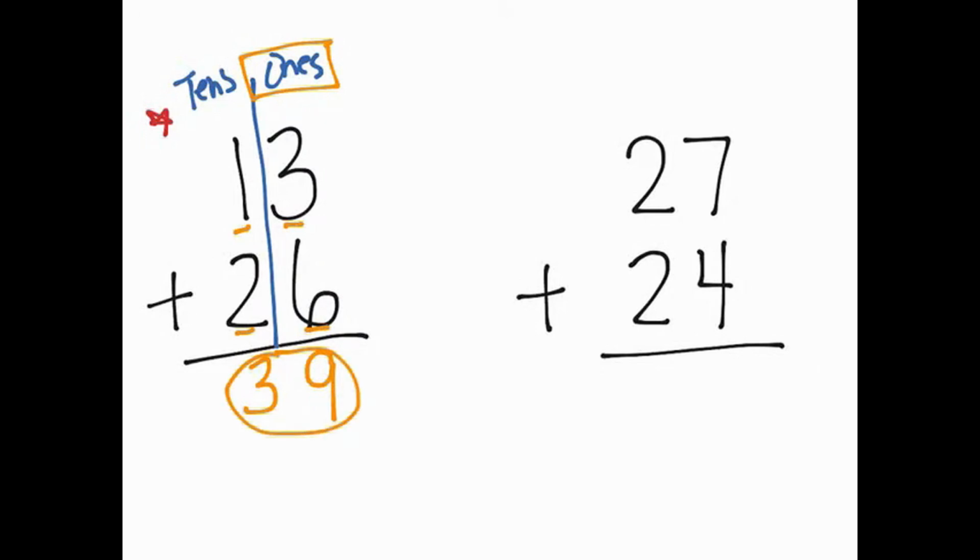Let's take a look at one more together. 27 plus 24. I'm going to separate my tens and my ones. Remember, when you add, you always start with the ones column.